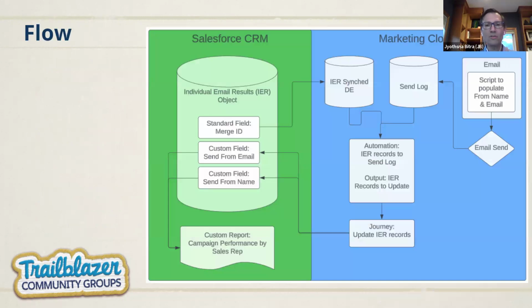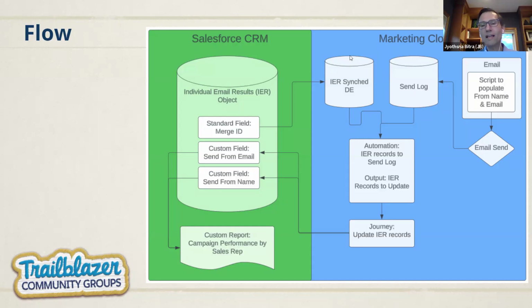So let's quickly talk about what we're going to be doing from an overall architectural level before we get into the platform. It starts with the email send. When you send that email, we're going to have an AMPscript, a custom script that's going to populate those values at the time of send. And that's going to populate those values in the Send Log. And also in the Salesforce CRM environment, an individual email result object is created upon the send of that email, an appropriate send.